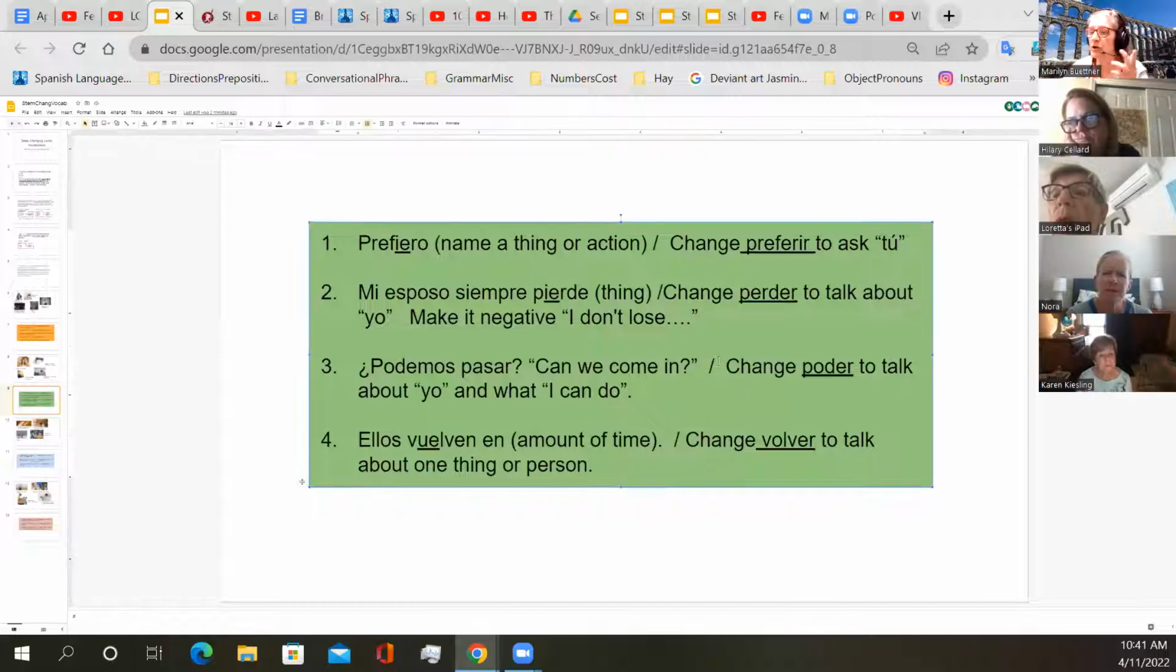Okay, the next one we're going to use perder, to lose. Mi esposo siempre pierde las llaves. My husband always loses the keys. Mi esposo siempre pierde el dinero. My husband always loses money. It falls out of his pocket, lo que sea. You're going to change perder to talk about yo. And if you want to say I don't lose, make it a no in front of the verb, right? Maybe you don't lose anything. Maybe you're just super organized. So you can make it negative. You can make any of these negative, right?